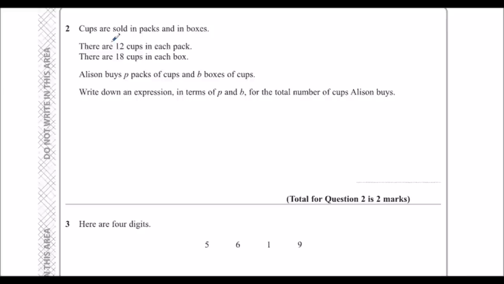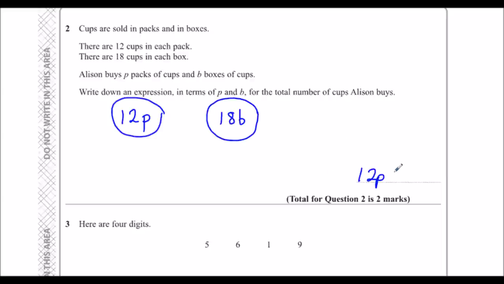So she's got 12 cups in each pack. So that's 12P. If she had two packs, she'd have two lots of 12. If she had five packs, she'd have five lots of 12. So 12P is in the packs, and in the boxes, you get 18 in each one, and the number you've got is B. So if you had 10 boxes, you'd have 18 times 10. So the number in the packs is 12P. The number in the boxes is 18B. So the total is 12P plus 18B.